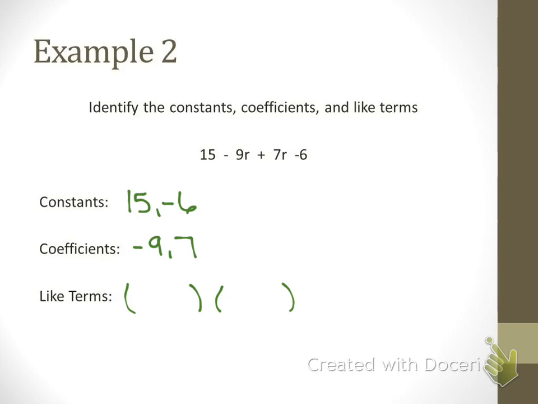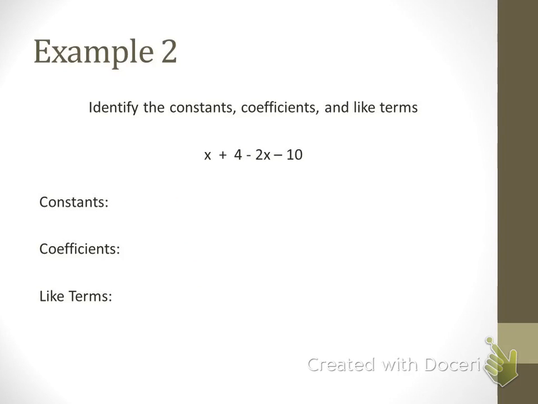15 and negative 6. And then negative 9r and 7r. All right, who got that right? Anybody get that right? I heard a lot of people saying the right answer. Good. All right, any questions? Does it matter what order we have it in the like terms? No. As long as they're grouped correctly. The order doesn't matter. All right, let's do another one.